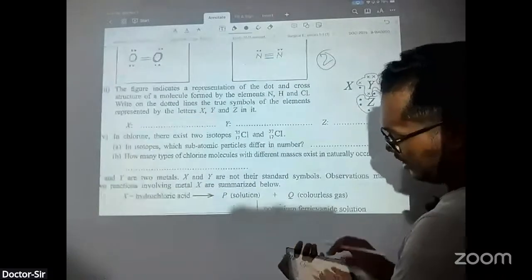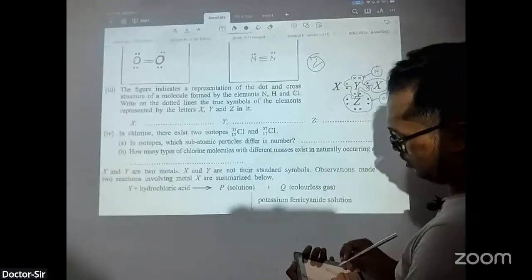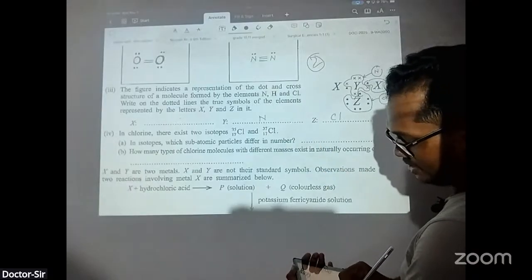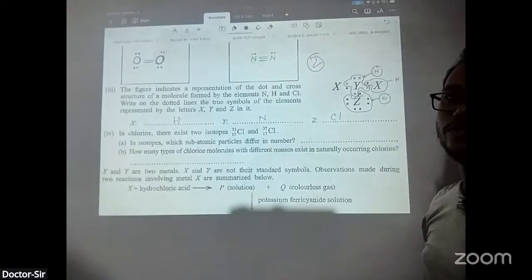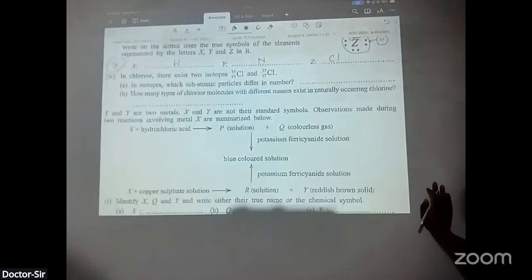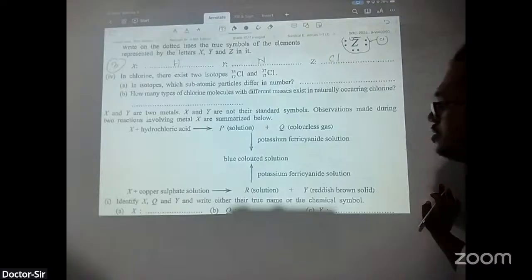Right. Now here we can represent. So Z is chlorine. Then Y is nitrogen. X is hydrogen. Okay. So you can mark these answers. Each one you can get 1 mark. So here totally you can get 3 marks. Okay. Then they have given another question. If you have any doubt, you can put it into the chat box. I will see the chat box and I will answer your questions.